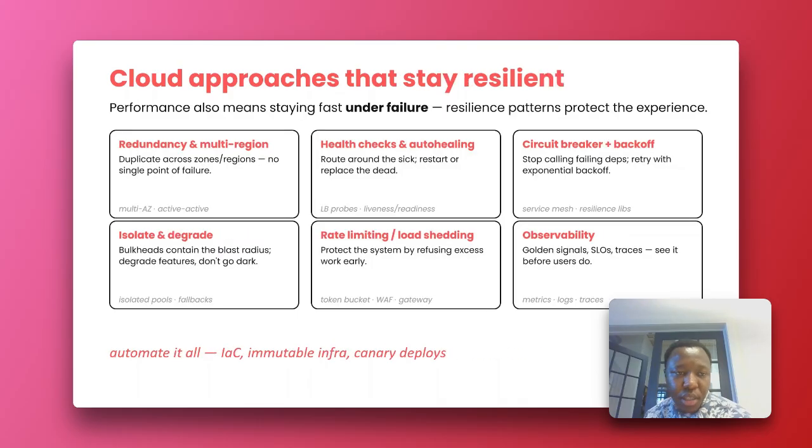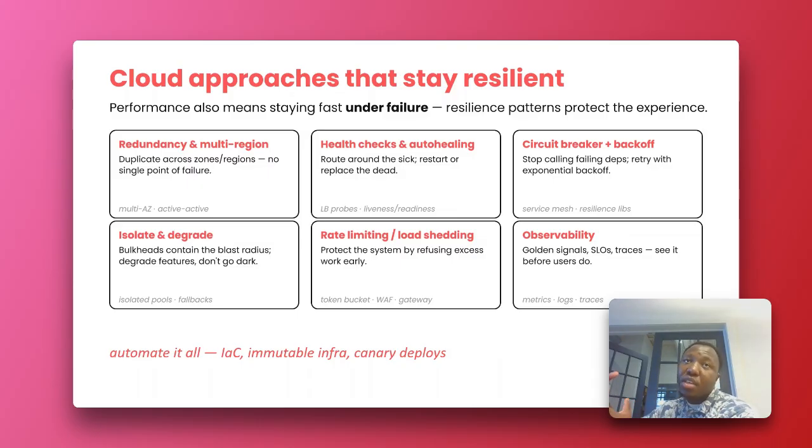I think we could go to this last one. So what are some things that make your system resilient? How can your performance still stay fast even when you have failures within your system? Some of the approaches we could think of is having redundancy. When you're using cloud services, sometimes a zone or a region could be impacted.